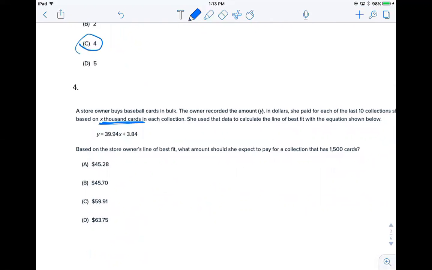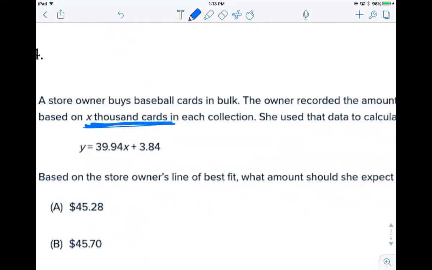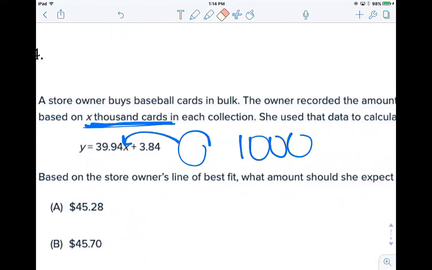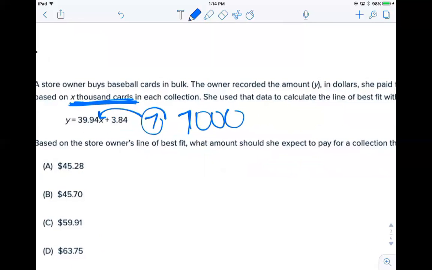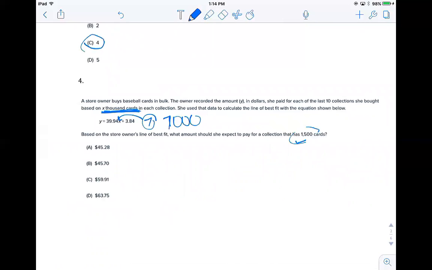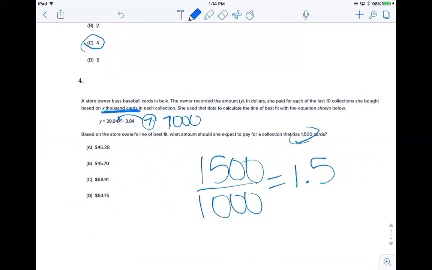So the way I explain this in class is if we were to plug in 1 in for X, that would mean 1,000 cards. If we would plug in a 7, that would mean 7,000 cards. So that X is in thousands. So if we need to plug in our 1,500, we're going to take that number and we're going to divide it by 1,000. And that's going to tell us how many thousands we are plugging in.